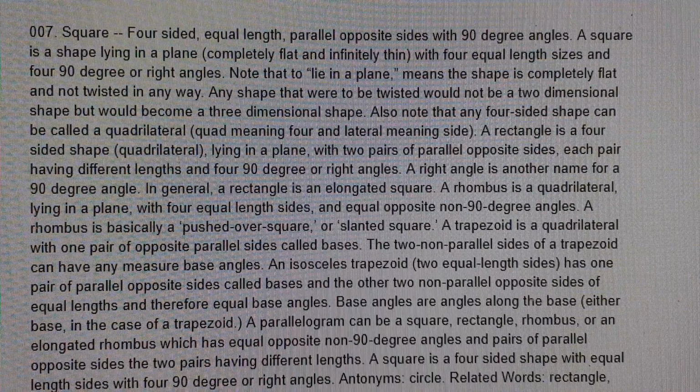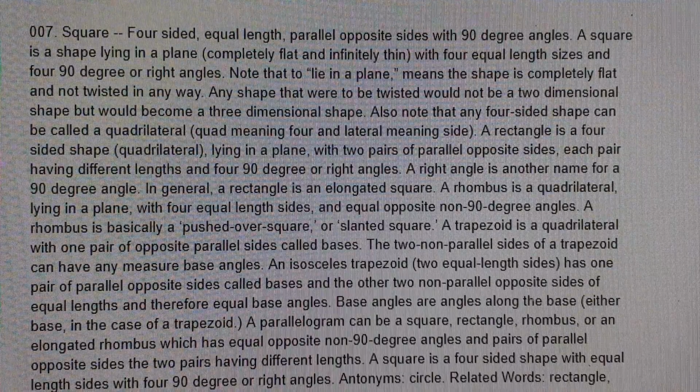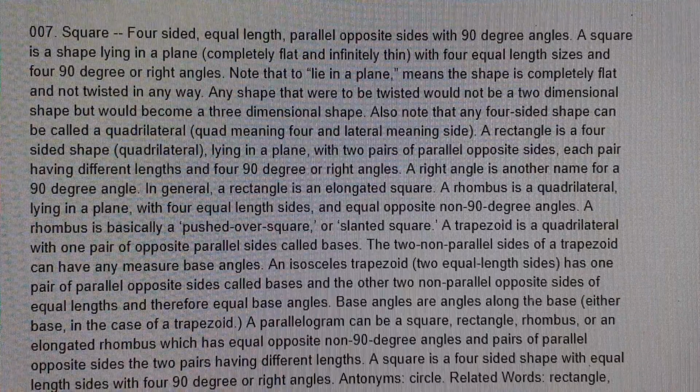Antonyms: circle. Related words: rectangle, rhombus, trapezoid, parallelogram, quadrilateral.